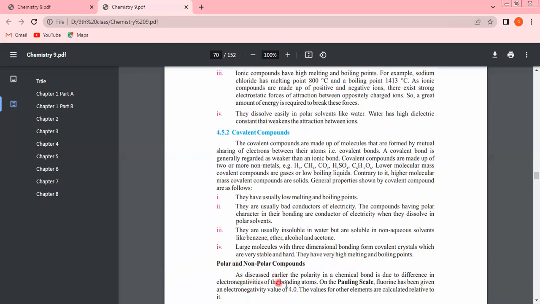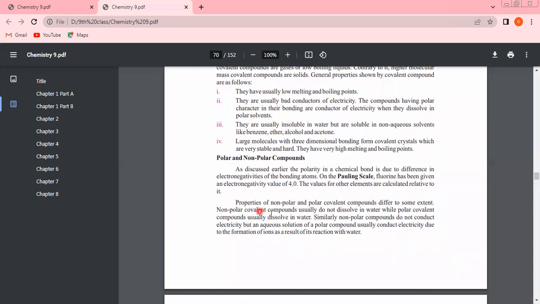Polar and non-polar compounds. As discussed earlier, the polarity in a chemical bond is due to difference in electronegativities of the bonding atoms. On the Pauling scale, fluorine has been given an electronegativity value of 4.0. The values for other elements are calculated relative to it. Properties of nonpolar and polar covalent compounds differ to some extent. Nonpolar covalent compounds usually do not dissolve in water, while polar covalent compounds usually dissolve in water. Similarly, nonpolar compounds do not conduct electricity, but an aqueous solution of a polar compound usually conducts electricity due to the formation of ions as a result of its reaction with water.